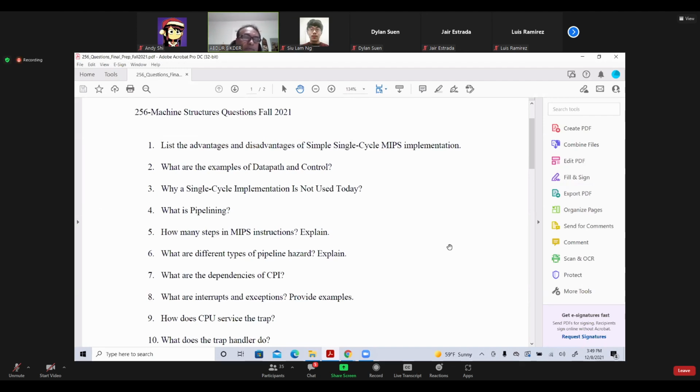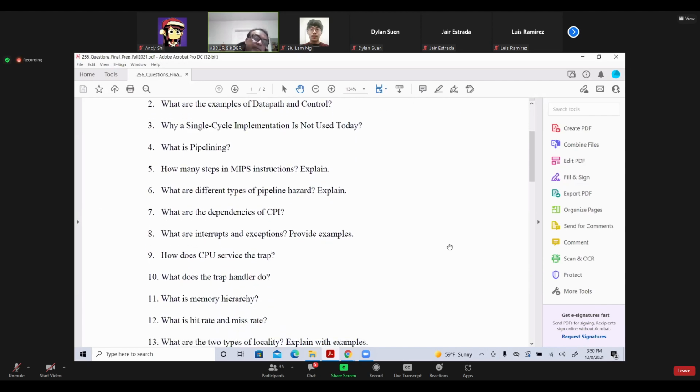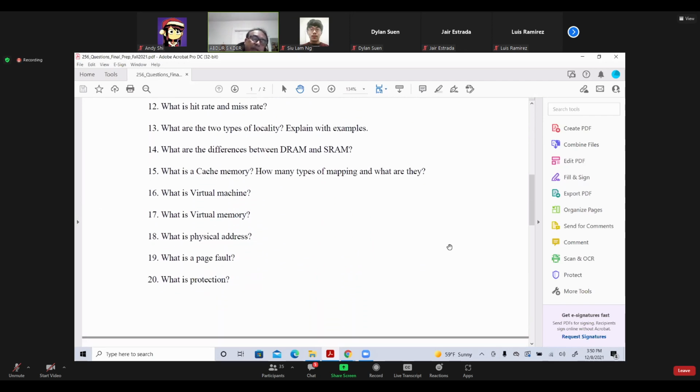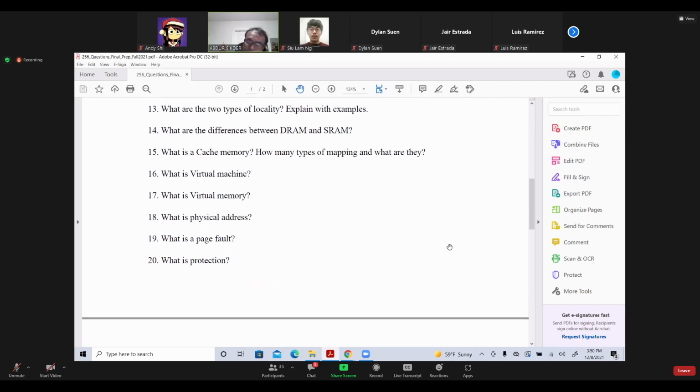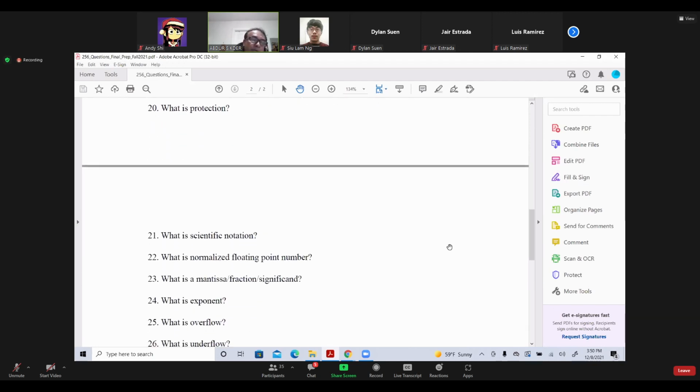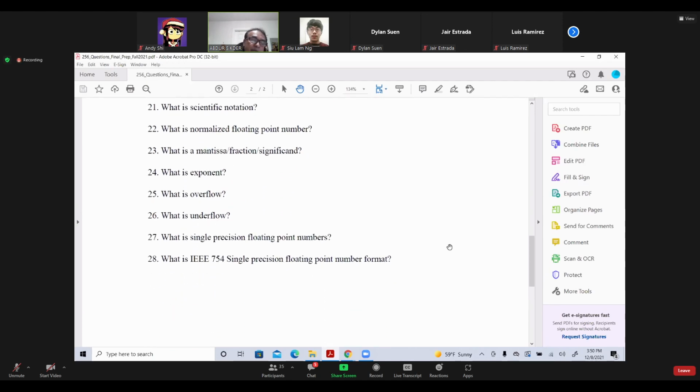Data path and control examples. Single cycle implementation is not used today. Why? Because it's very simple. It doesn't do a good job. And pipelining, MIPS instruction steps, and what are the different types of pipeline hazard? We learned about those. CPU dependencies, cycles per instruction, interrupts and exceptions, examples, traps. We've gone through all this. You can go through it again if you want to, but I think you have all these answers in the PDF slides. Virtual machine, and I also gave you the notes on OneNote.